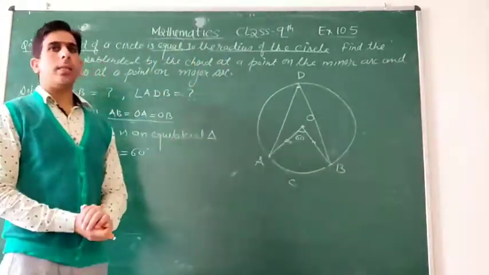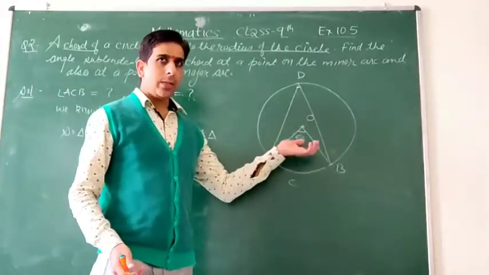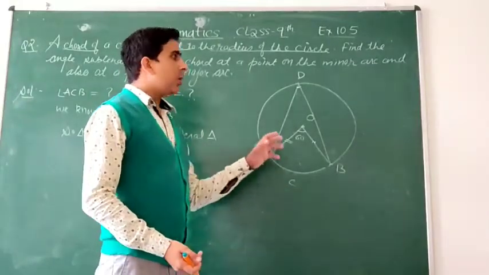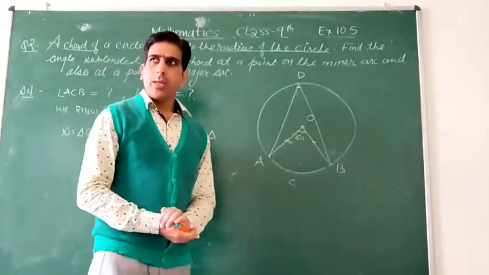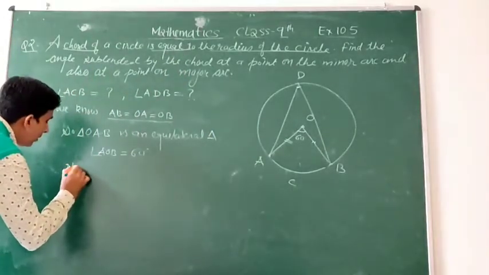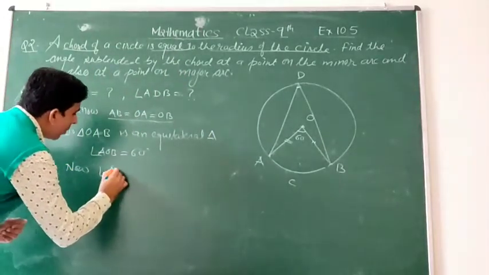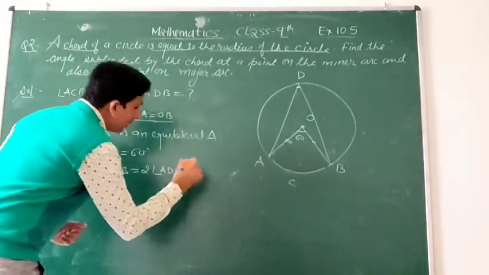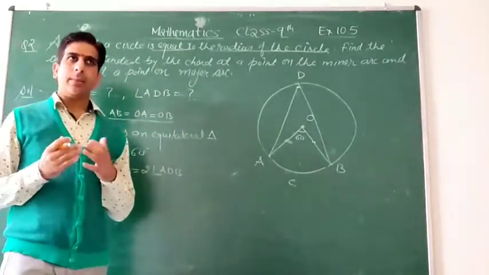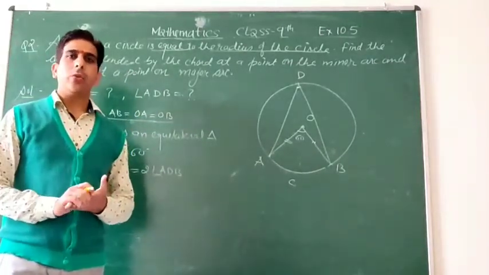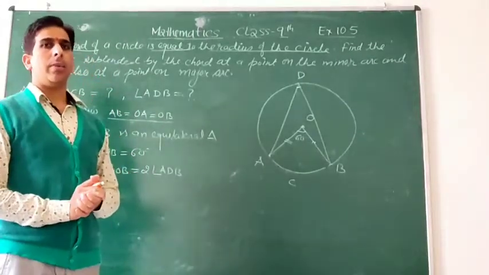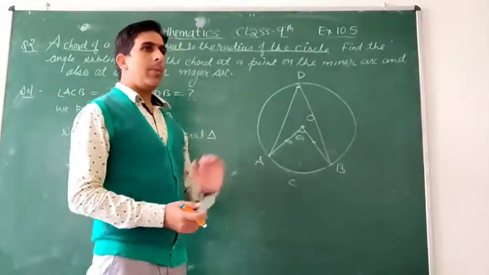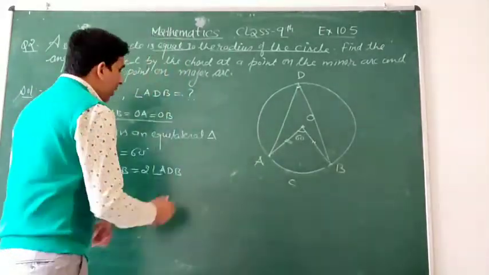In this figure you can see angle O is at the center, and angle D is in the remaining part of the circle. So angle O is twice angle D. Now angle AOB is twice angle ADB. Why? The angle subtended by an arc at the center is twice the angle subtended by the same arc at the remaining part of the circle. You will write the reason.